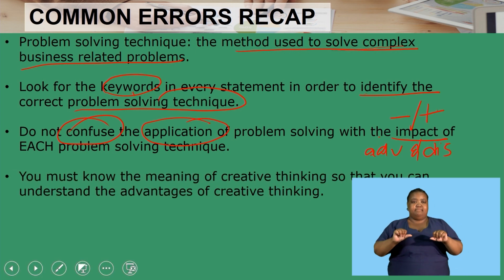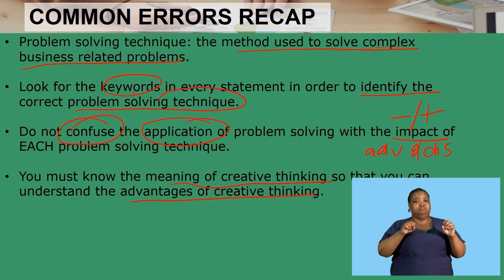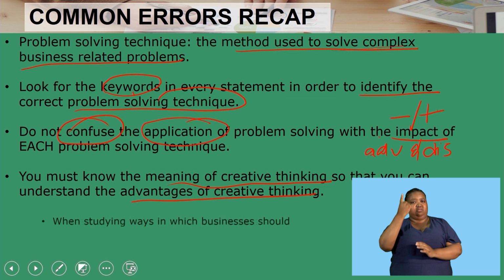Right, and then we move on. You must know the meaning of creative thinking so that you can understand its advantages. Very, very, very important. So define creative thinking and then you will be able to understand the advantages.